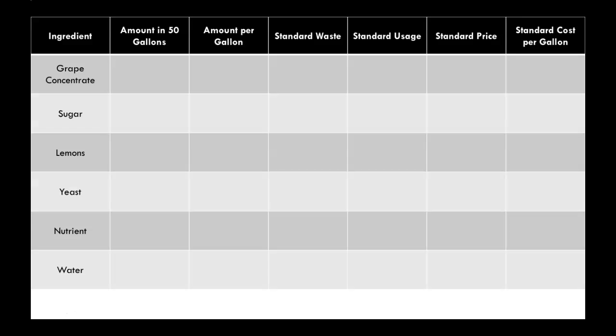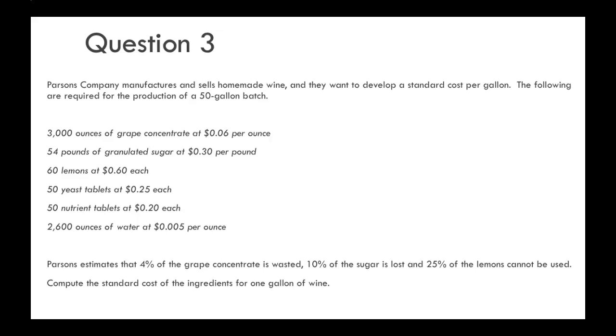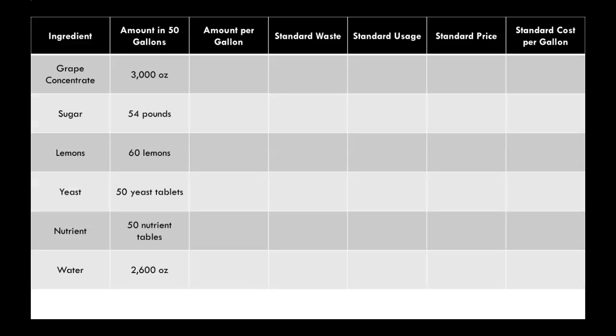So what we're going to want to do is we're going to want to create a table like this. So you can see that we have all of our ingredients listed over on the left. Then we have amounts in 50 gallons, amount per gallon, standard waste, standard usage that we'll talk about in a little bit, standard price, and then standard cost per gallon. So the amount in 50 gallons, those were given to us there in the middle, right? The 3,000 ounces of grape concentrate, the 54 pounds of sugar. So we can just pop those in to our table.